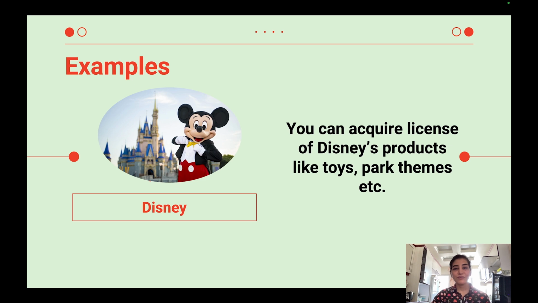For example, we have a famous company that we all know as Disney. Disney is so famous for its dolls, characters and figures that are famous in the whole world. At some point, Disney decided that it is a good strategy to license its products to other companies and people that are willing to use its figures. So it is now open to license its products. You can license Disney products like toys, theme parks, etc. As we can see, in most of the countries of the world, we have Disney parks.